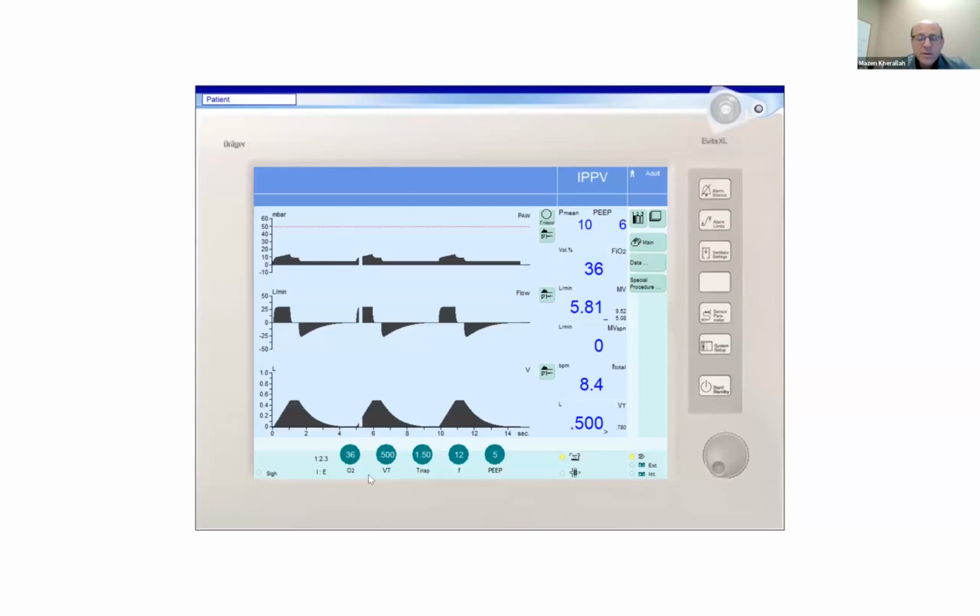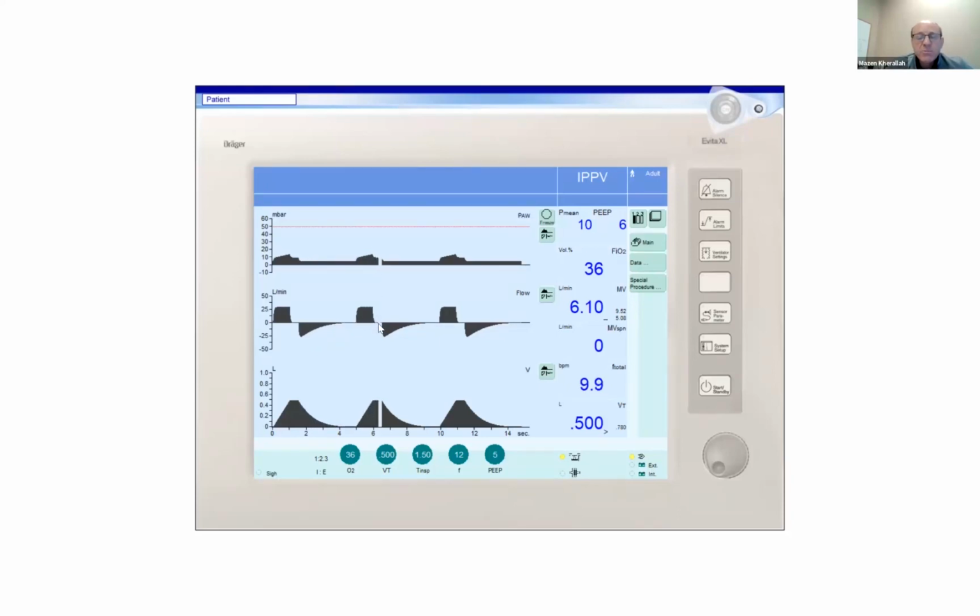Now, since I wanted to get 500 in and I set the flow at 30 liters per minute, I can get the 500 in 1 second only. The flow of 30 liters per minute would deliver 500 in 1 second. However, inspiration has not ended yet. The inspiratory time is 1.5 seconds. Thus, there is a period of inspiration where there is no need to move any air in. We call this the plateau phase.